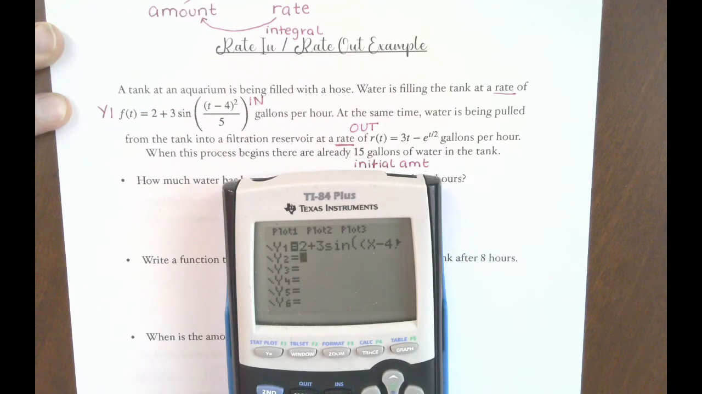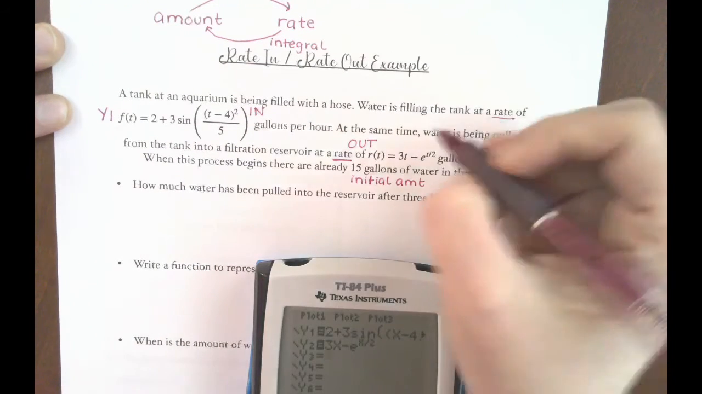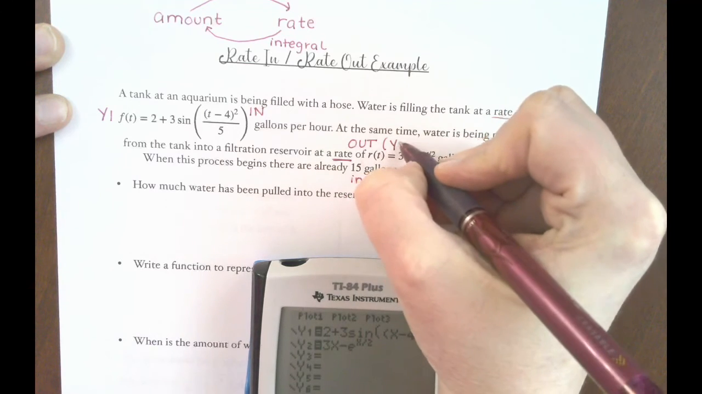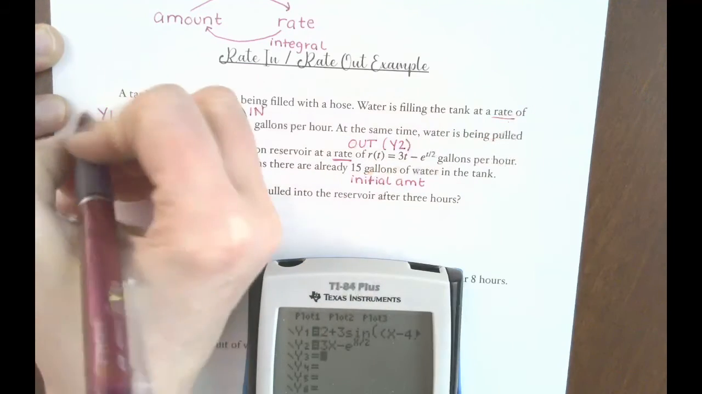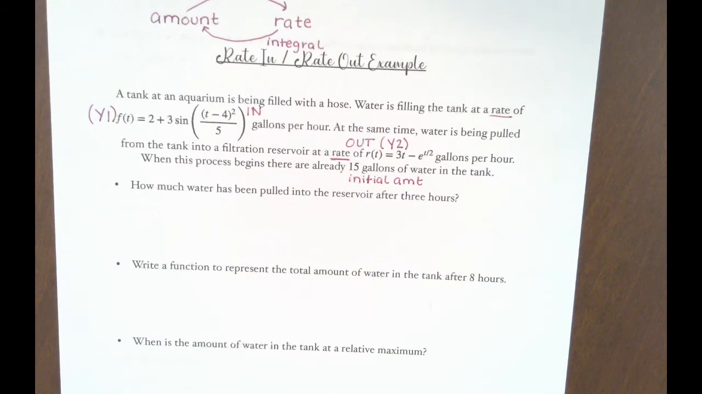And then in y2, I'm going to do the out function. So that's 3x minus e to the power of x over 2. Okay? And that's my out function. Now, we could take a look at the graphs of these. I don't know that this is going to be super helpful to see the picture, but there is something we can do here in a minute that's going to make it so we don't have to retype this every time. Okay, let's go back to what we were talking about though.